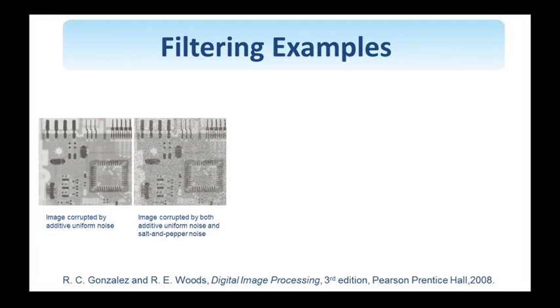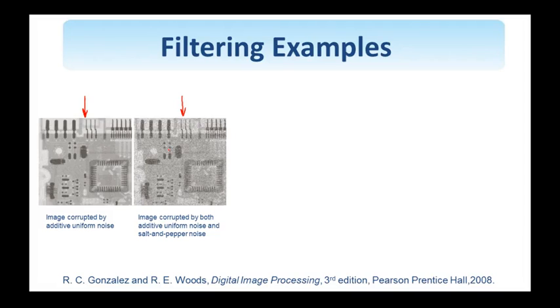Let's look at an example now where the image has been corrupted by two types of noise. So this circuit board image is corrupted by additive uniform noise, as shown here. And then on top of that, salt and pepper noise is added with the result shown here. So it's a 10% salt and pepper noise.